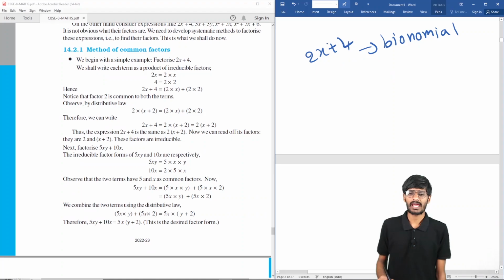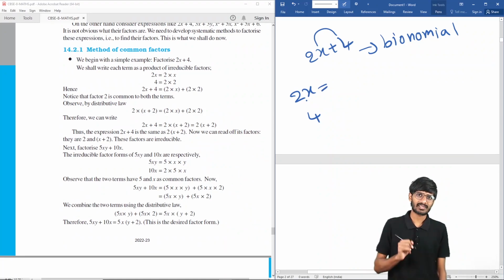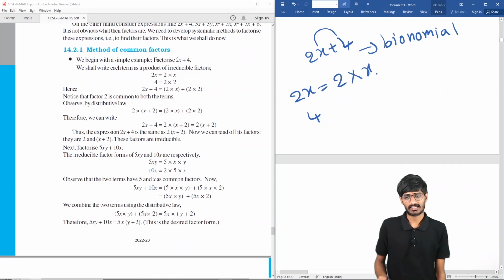And in it we are having two terms. The first term is 2x, and the second term is 4. How can we further reduce the first term? It can be written as 2 into x. Can you further reduce it? No, it is the most reduced form. So here 2 and x are the irreducible factors of 2x.